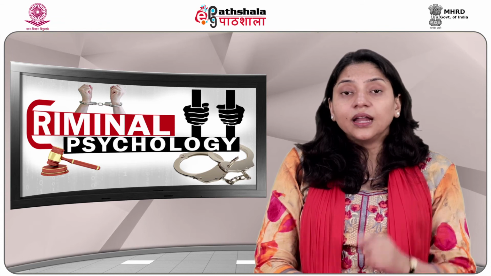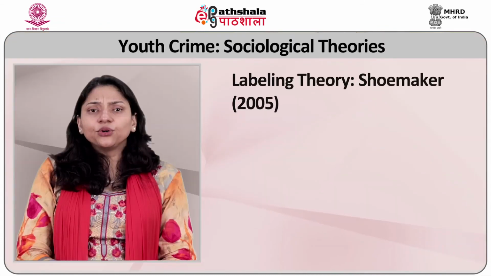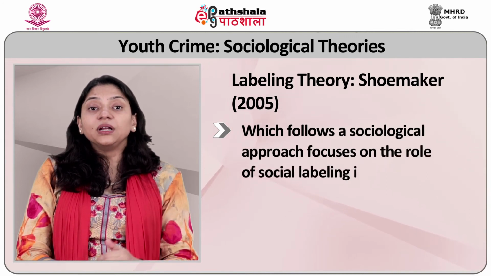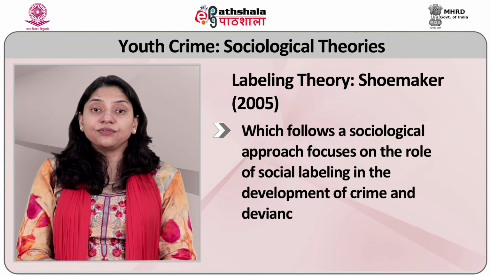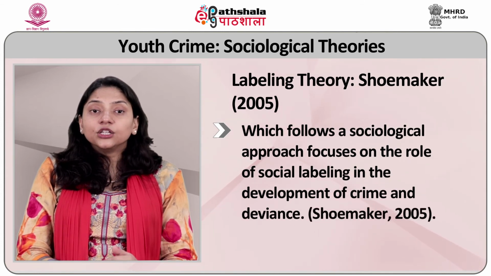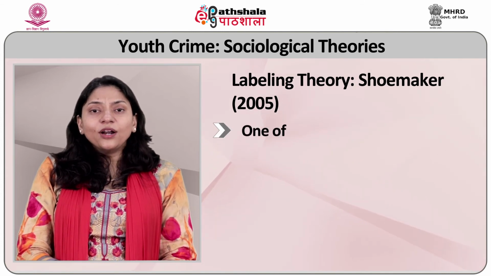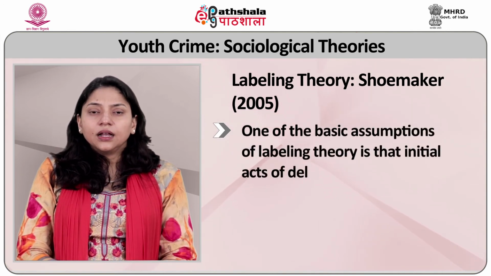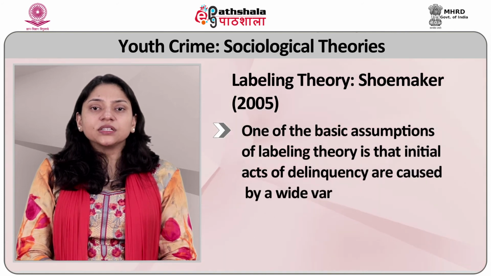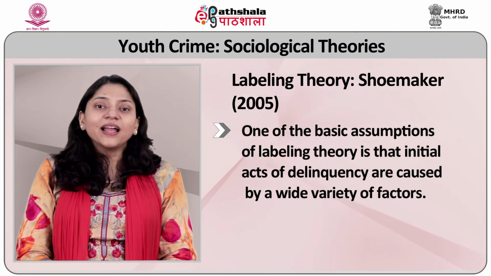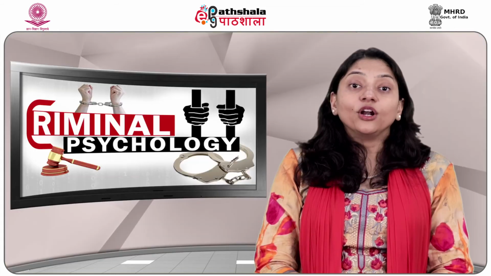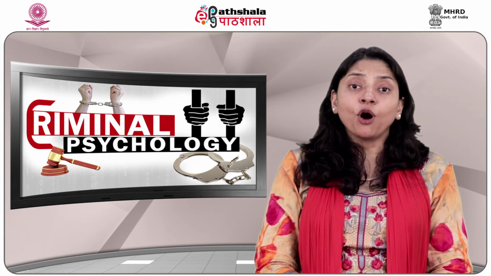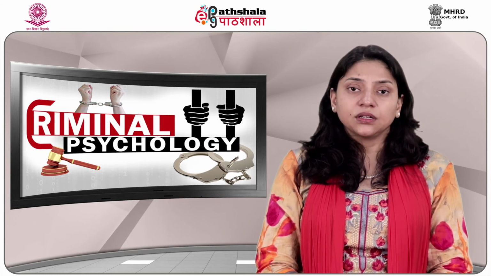Now, labeling theory. Labeling theory, which follows a sociological approach, focuses on the role of social labeling in the development of crime and deviance (Shoemaker, 2005). One of the basic assumptions of labeling theory is that initial acts of delinquency are caused by a wide variety of factors. One of the primary factors in the repetition of delinquency is the fact of having been formally labeled as a delinquent.